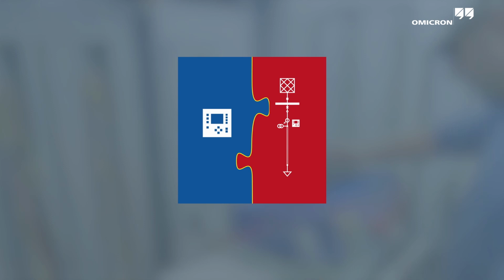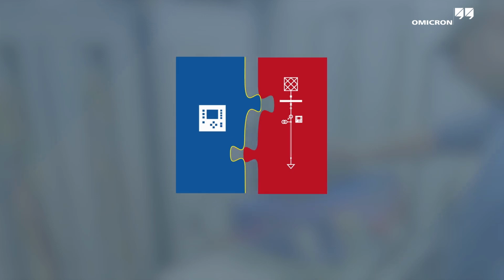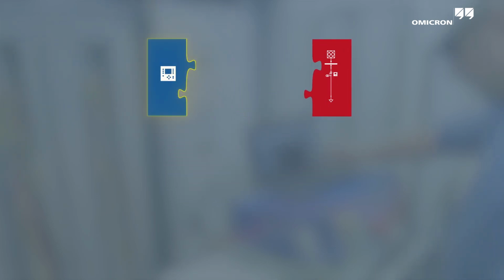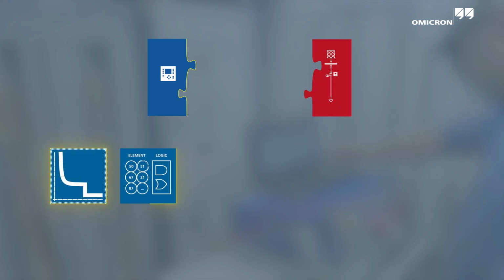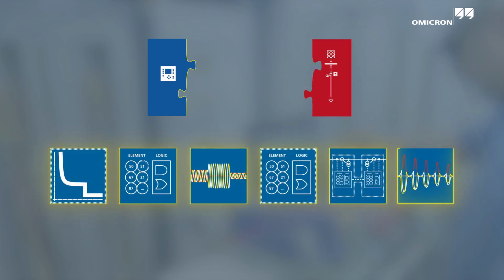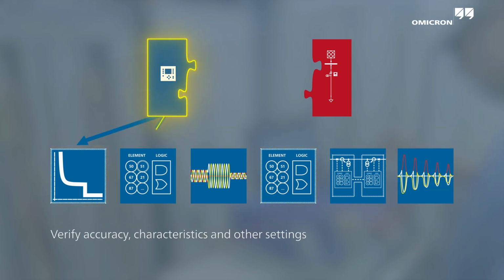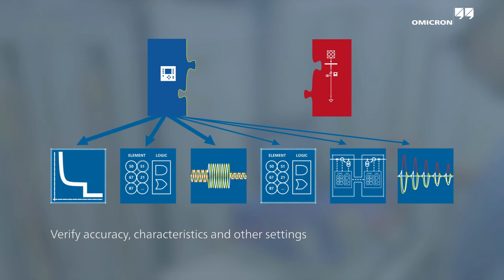The best way to accomplish these tasks is with two complementary testing approaches and the appropriate pieces of software that we offer: Test Universe and RelaySimTest. Always use the right tool for the right task to get the most benefit from their strengths. Test Universe focuses on protection functions and verifies accuracy, characteristics, and other settings.